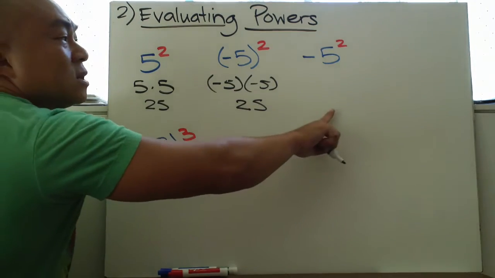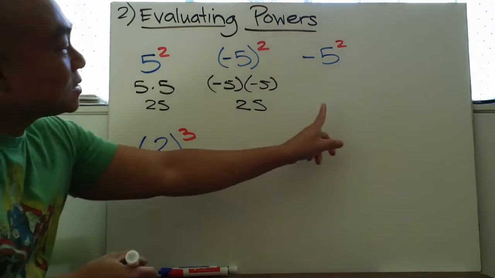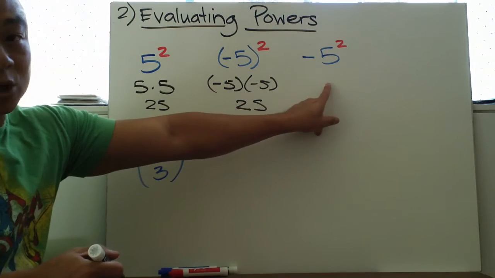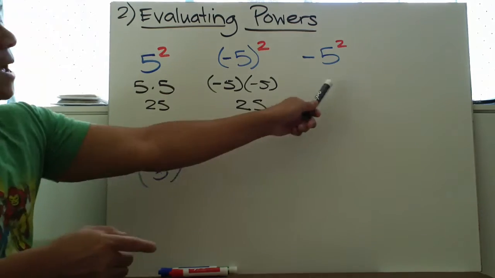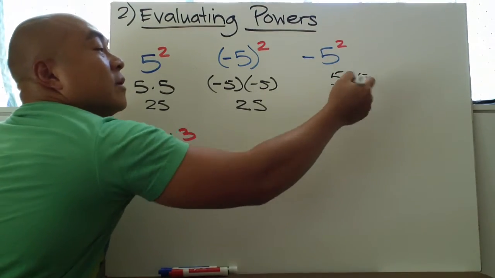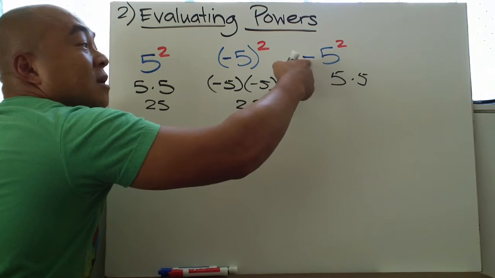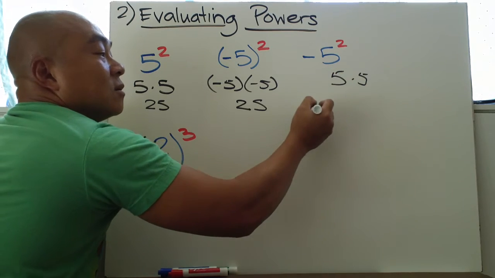Now, this and this look very much the same. The only thing that separates this and this is the parentheses. Now this is something special, so I need you to make sure that you pay attention to this one. Okay? So this actually means 5 times 5, because that 5 has that 2 power. It's not in parentheses, which means that negative doesn't go with this 5. So then now you're just going to go ahead and place that negative.